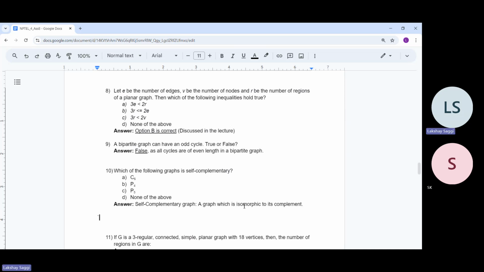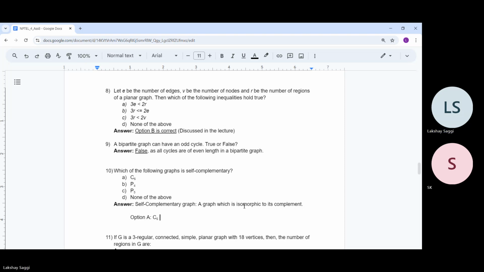So again, let's just see option by option which of the following graphs will be self-complementary or not. Suppose we have the graph C6. First of all, if two graphs are isomorphic, then one condition is that they should have an equal number of edges, right? If they don't have an equal number of edges, then they cannot be isomorphic at all. If they have an equal number of edges, still it is not sure whether they will be isomorphic or not. But if they don't have equal edges, then we are sure that they won't be isomorphic.